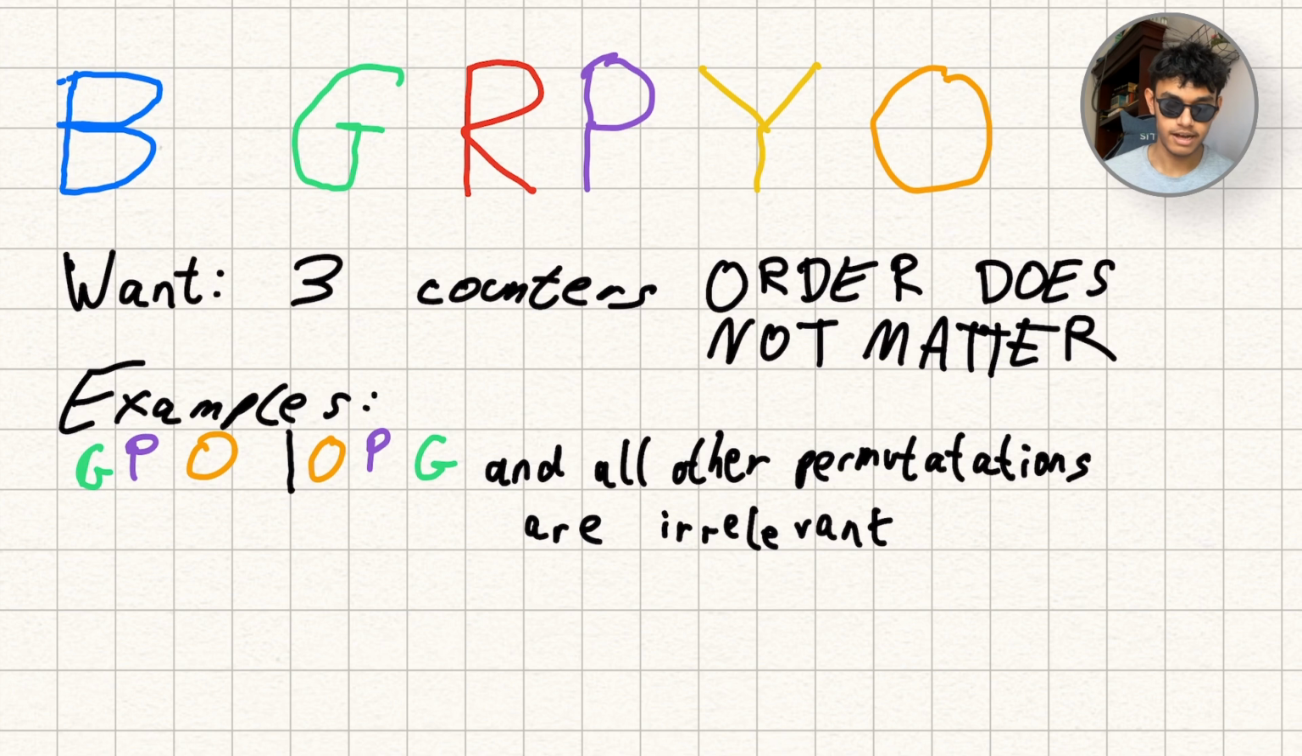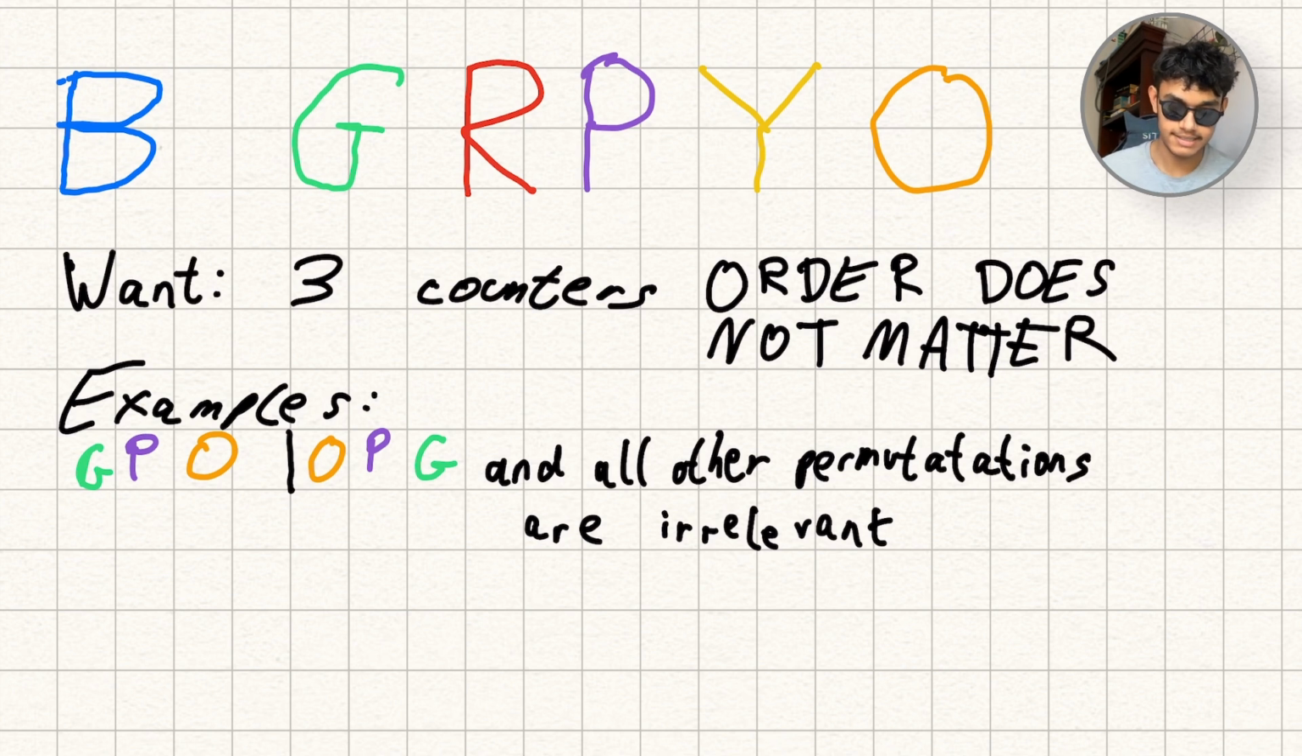So an example we could have is green, purple, orange, but in that case, orange, purple, green would be the same thing, and all other permutations of green, purple, orange would be completely irrelevant. So if we step back for a second, we can attempt this problem and say order does matter. That makes it a lot easier.